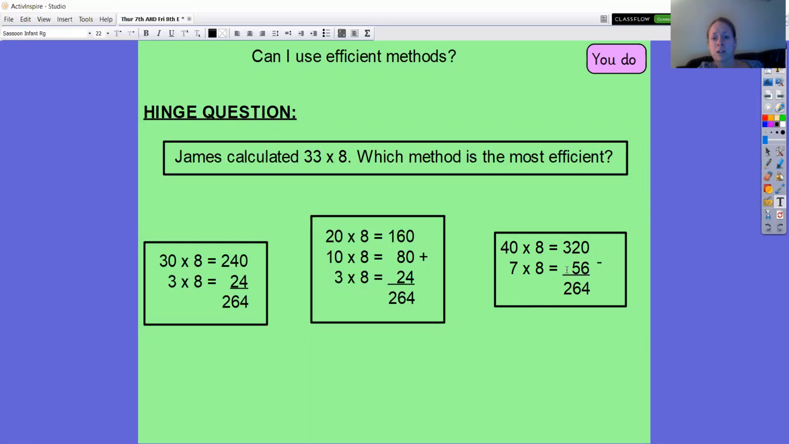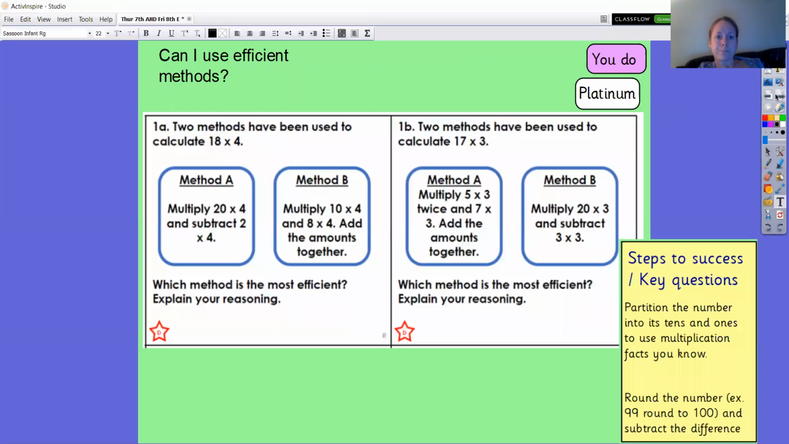But then maybe you saw that one and you really like that one, and you would prefer it. If you're very good at taking away in columns and you get a bit muddled with adding, maybe you prefer that one. But I would say overall that first one, the one on the far left, 30 times 8 and then 3 times 8, is the most efficient method for that sum.